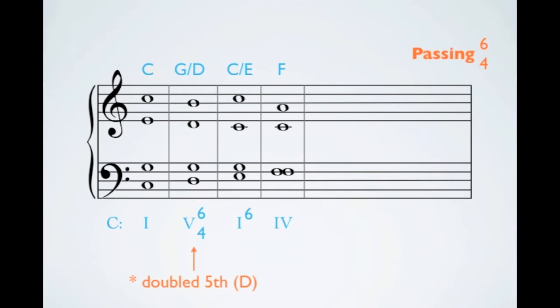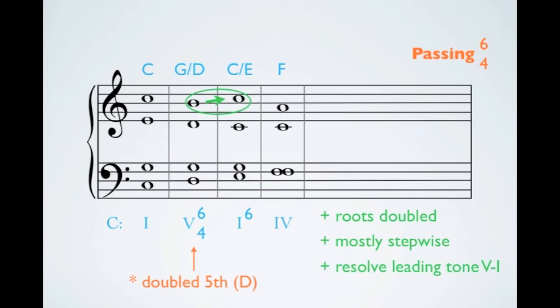There are some other good things going on that I'd like to point out. For example, we've maintained doubling the root in all the chords that mandate this, while doubling the fifth in the second inversion chord. We've also kept our movement stepwise as much as possible. Also, most importantly, even though our 5 is an inverted chord, we still need to resolve the leading tone to the tonic.